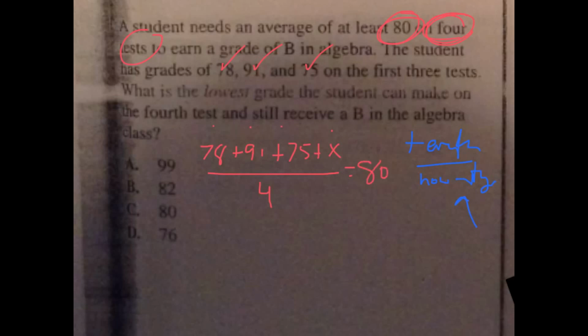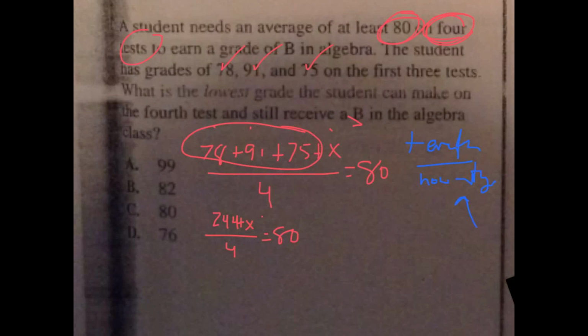Now, we know it needs to be at least an 80. To be officially correct, we could use a greater than or equal sign, but that just adds extra complications, so I don't like to do it. First off, let's combine like terms to simplify this. When we add all those up, that equals 244 plus x, divided by 4, equals 80. That wasn't really our first step to solve this, it just makes the problem less intimidating.